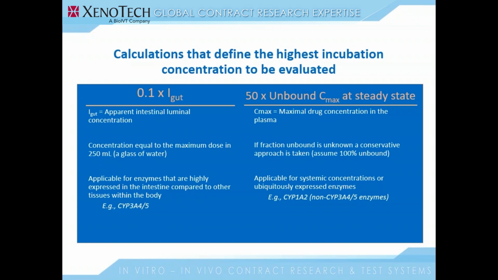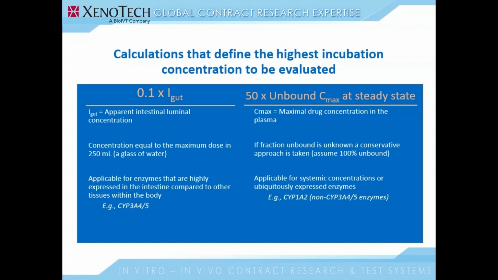So for drugs that are not dosed orally, this is applicable for systemic concentrations or ubiquitously expressed enzymes, such as CYP1A2 or the other non-3A4/5 enzymes. In this case, we would use 50 times the unbound Cmax at steady state, where Cmax is the maximal drug concentration in the plasma. We want to know the unbound concentration because that will give us the worst case scenario. And if the fraction unbound is unknown, a conservative approach is taken where we assume 100% unbound.